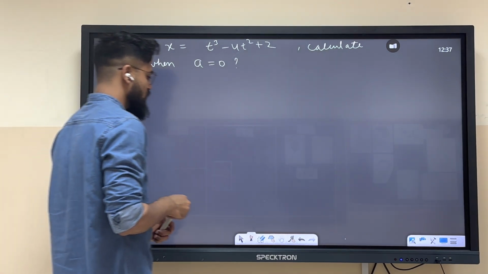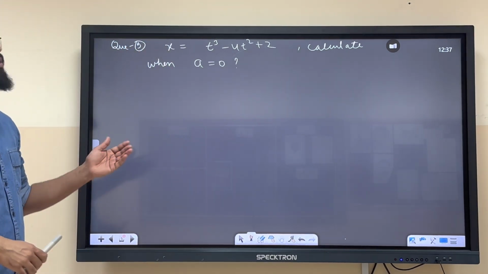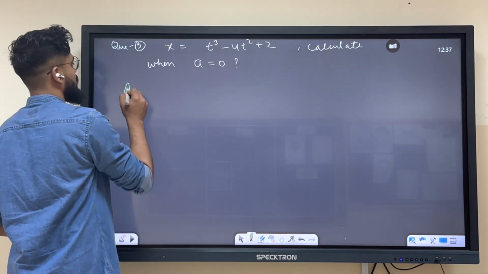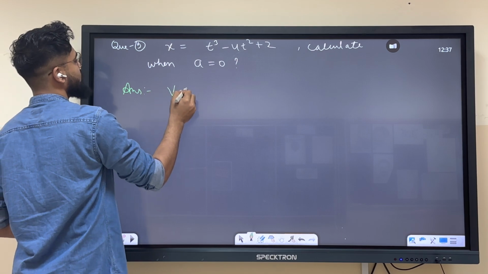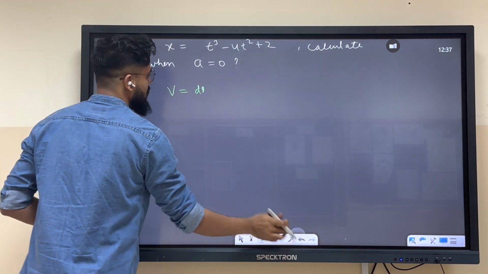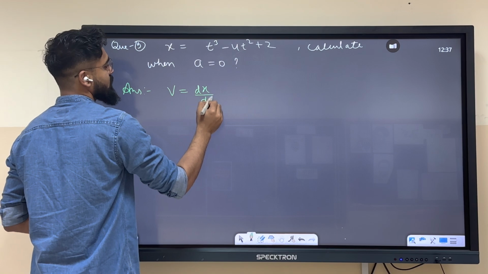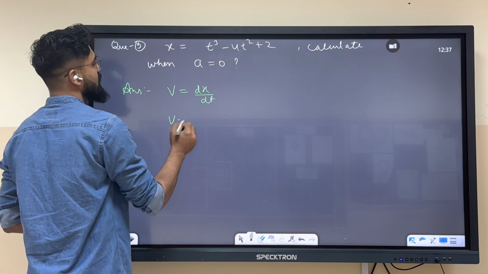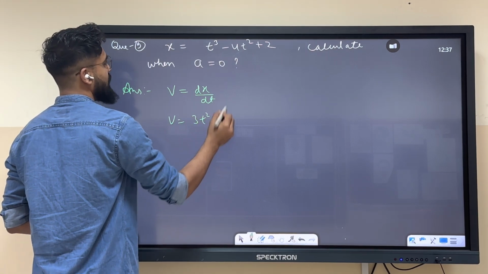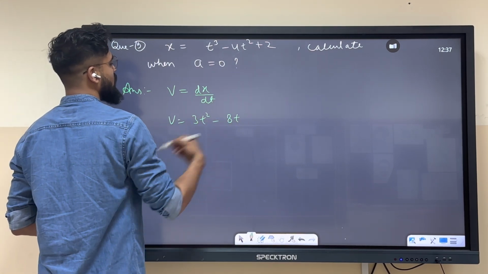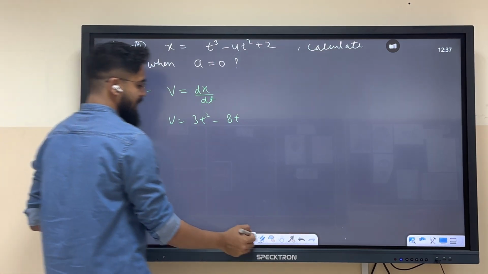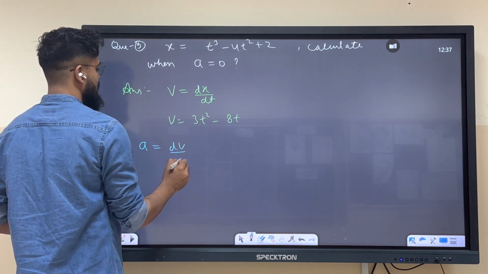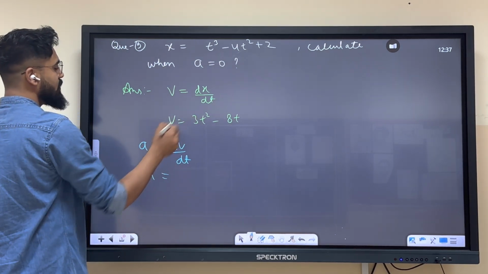ठीक है? तो बताओ, firstly, to calculate a, we should do what? Calculate the velocity. So firstly, velocity will be dx by dt. Okay? So velocity will be 3t square minus 8t. Okay? Chalega. Now if you want to calculate acceleration, it is nothing but dv by dt. Correct?